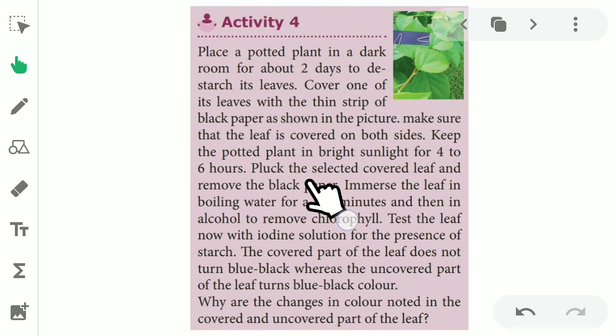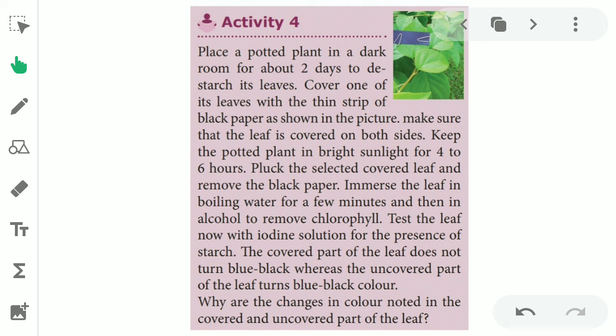After 6 hours, pluck the selected covered leaf. This covered leaf is removed from the plant after 6 hours. Immerse the leaf in boiling water. The removed leaf is put in boiling water for a few minutes. Then remove all the chlorophyll. Test the leaf now with iodine solution. Pour the iodine solution on the leaf. The covered part does not turn black, whereas the uncovered remaining area changes into blue or black color.